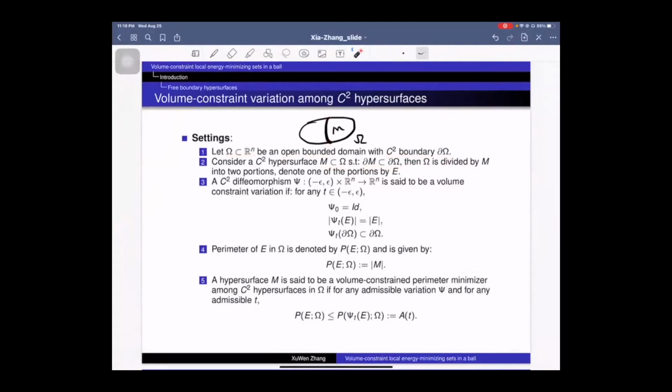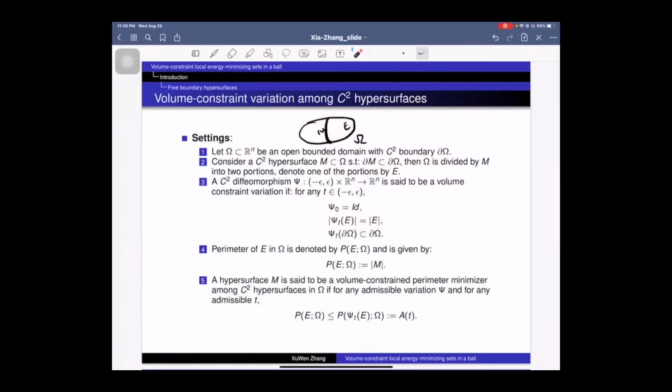Then omega is divided into 2 parts, and we denote one of the portions by E. Say this is E. This is M and this is E. Then we consider a C2 diffeomorphism psi, which is said to be a volume constraint variation if psi 0 is the identity map, which maps M into M. And for a small time t, the image of E under psi t has the same volume as the original set E. So this is E, then psi t E is this, which has the same volume as E.